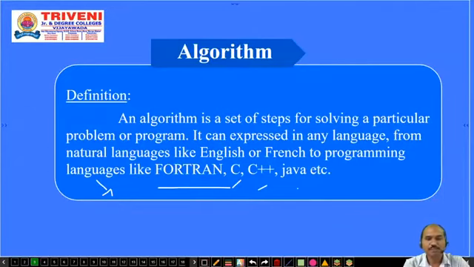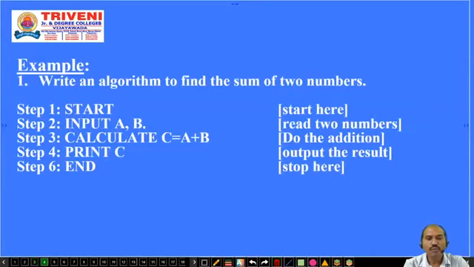So that is the step by step instructions. Okay, so this is the definition of an algorithm. The next thing is how we write a simple algorithm for a problem. I have already explained this.